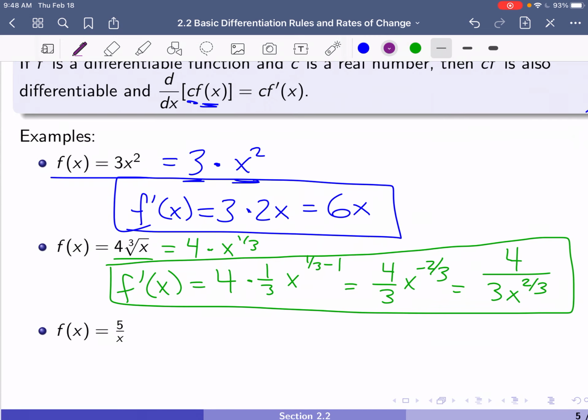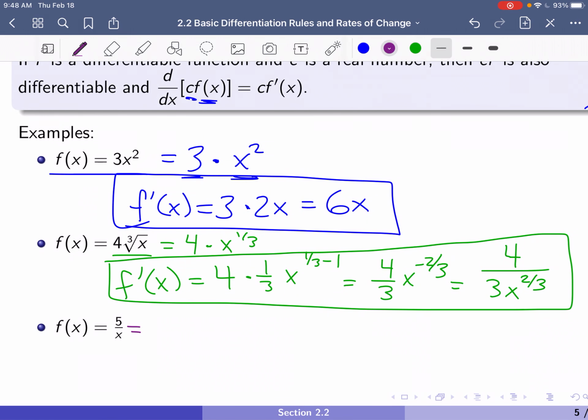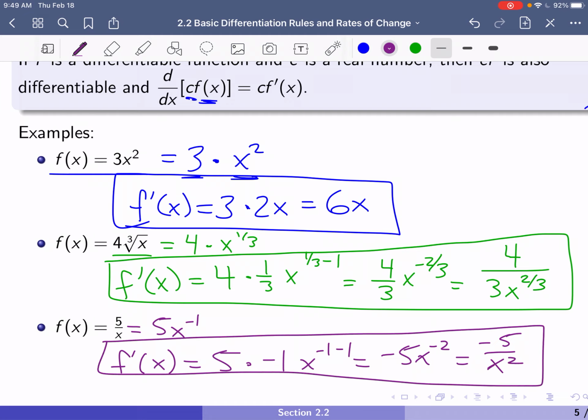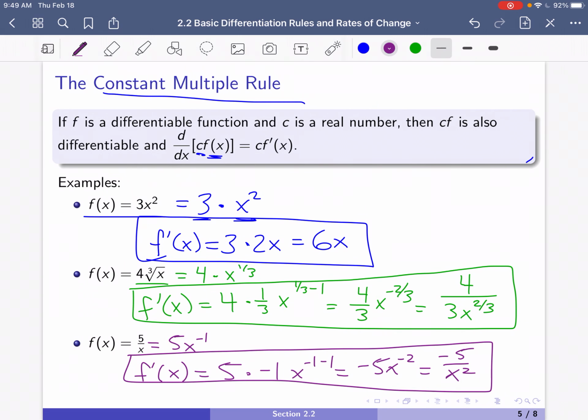And if we have 5 over x, we can rewrite that as 5x to the negative first initially. And then when we take our derivative, the 5 is a constant, and we use our power rule on x to the negative first. So we bring the power down, and then we are going to subtract 1 from the power. So we have 5 times negative 1 is negative 5, x to the negative 2, or negative 5 over x squared. So that's how we can deal with constants. We have the constant multiple rule.